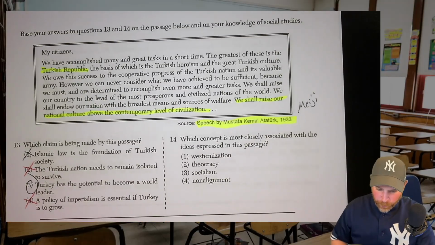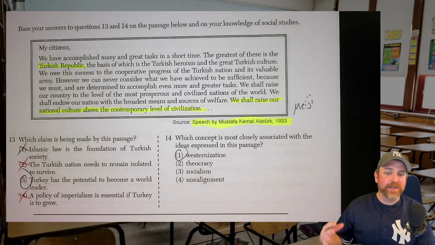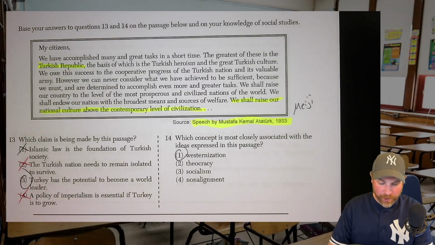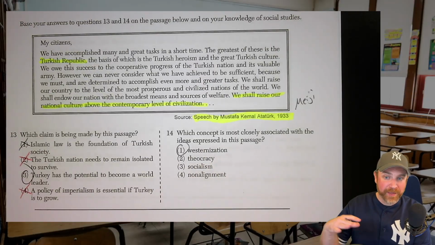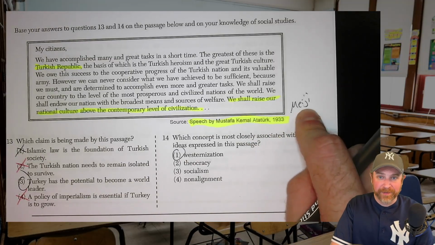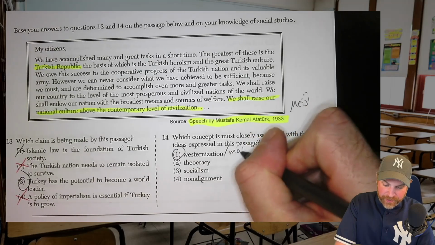14. Which concept is most closely associated with the ideas expressed in this passage? This is a tough one. The answer is going to be westernization. When you see westernization, you think copying what the West was doing. What's the West, you might ask? It's Western European countries and the United States, right? So whatever those countries were doing, we're going to do the same thing. That's why I said before that Ataturk can kind of be equated to Meiji, because he did the same thing in Japan, right? So when you see westernization, you might also think modernization.